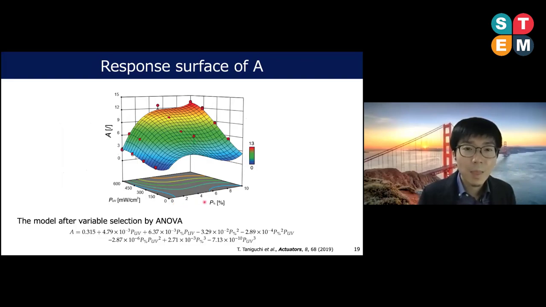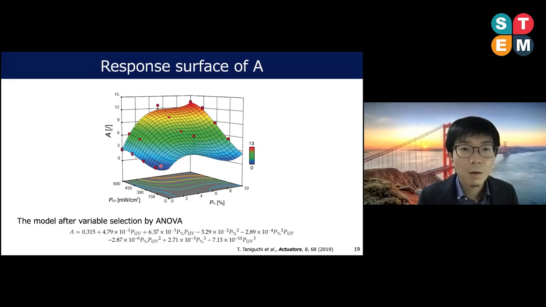So one axis is the weight percent of powder, and another axis is the intensity of UV light. The vertical axis is the maximum deflection. So the response surface shows that the maximum deflection increases depending on powder percent and also the intensity of UV light. In this 3D graph, the red points are the experimental results, and the fitting result of the model is the colored surface.